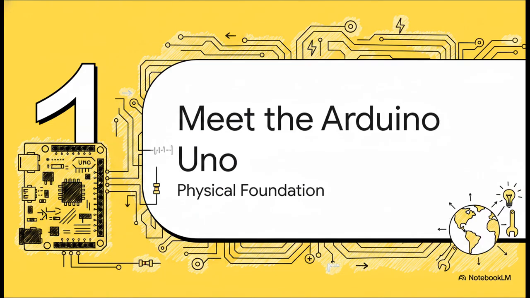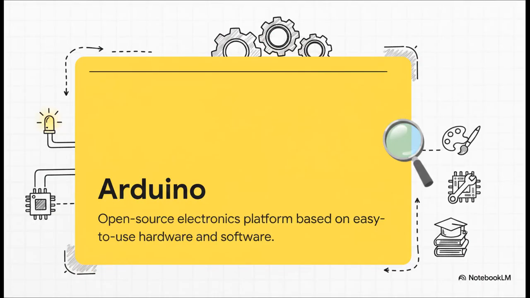Section 1. Meet the Arduino Uno, the physical foundation. Okay, let's dive into this. What exactly is it? Well, Arduino is officially defined as an open-source electronics platform based on easy-to-use hardware and software. And honestly, easy is the operative word here. By stripping away all the massive, overwhelming complexities of traditional electrical engineering, Arduino acts as this brilliant abstraction layer. It lets you focus entirely on the interactive experience and the logic of your build, rather than getting bogged down in the raw physics of circuit design.